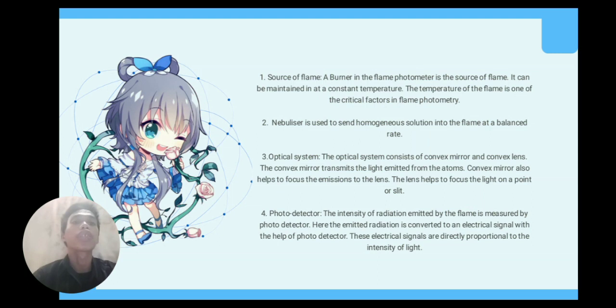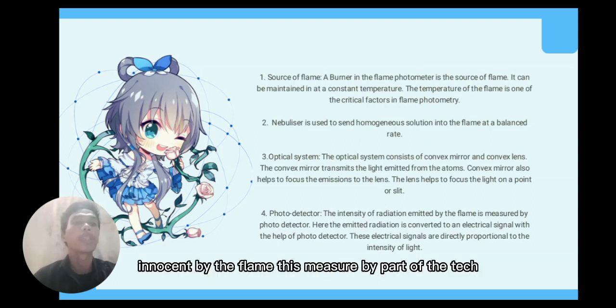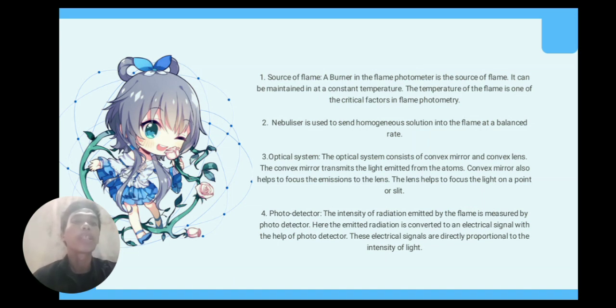4 is the photodetector. The intensity of radiation emitted by the flame is measured by photodetector. Here the emitted radiation is converted to electrical signals with the help of photodetector. These electrical signals are directly proportional to the intensity of light.